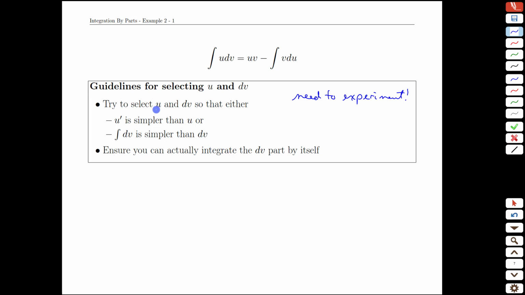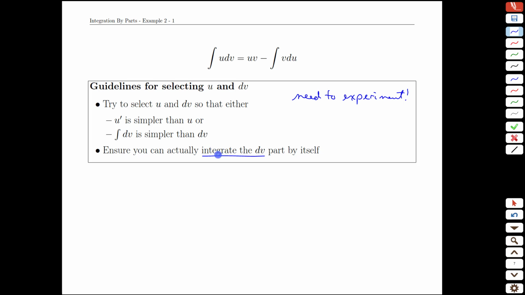With that being said though, there are some guidelines that can be helpful. The first guideline is that you pick your u so that when you differentiate it, which is the next step, that derivative is actually simpler than what you started with. That's usually easy to arrange. The second one tends to be a more important one. The dv part, you're going to have to integrate that. So ideally that integral should be simpler than what you started with.